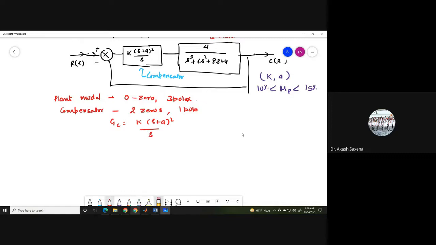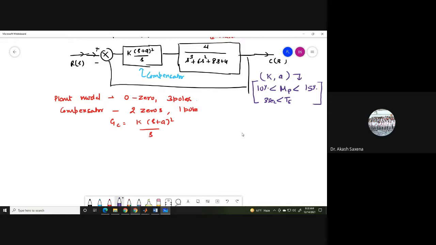And the settling time, Ts, should be less than 3 seconds. So let me write, these are the two design criteria. When we are designing this compensator, we have to follow these two criteria. We need to design the compensator in such a manner that the step response of this closed loop system shows a peak overshoot between 10 to 15%, and the settling time of this model is less than 3 seconds.